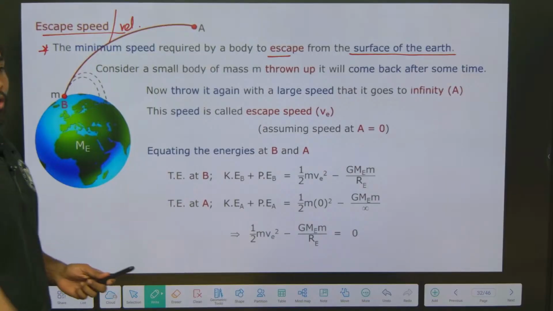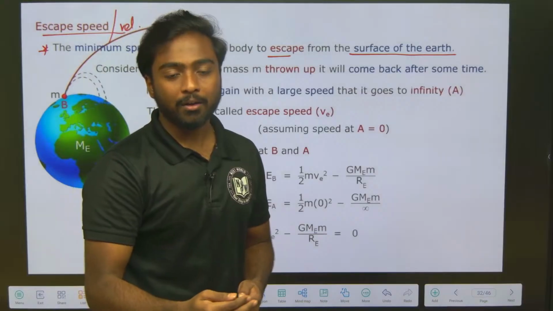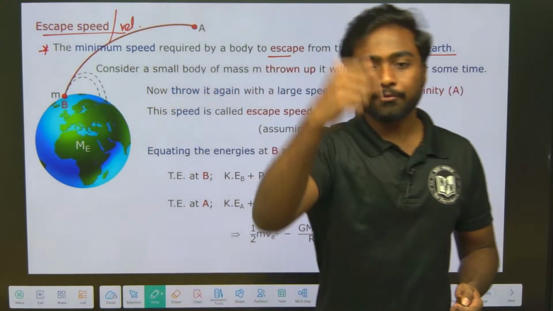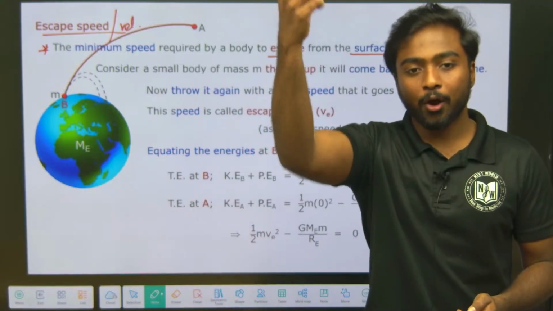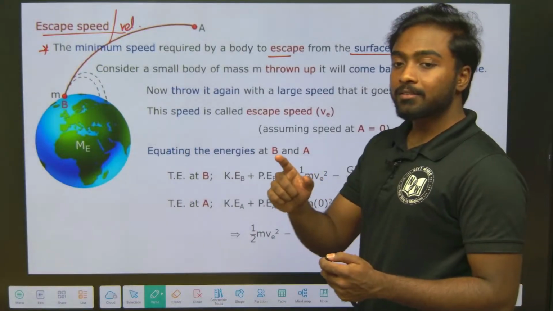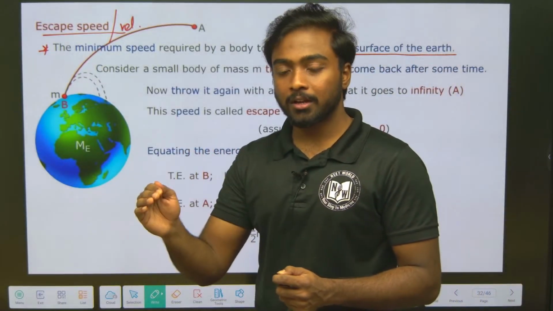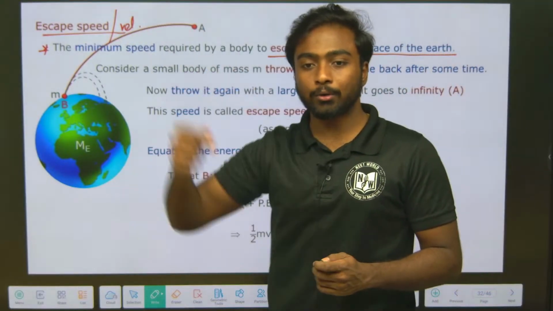Suppose I am throwing an object, it will go to some height and it will come back, because there is an opposing force, the gravitational force. It will try to pull the object towards the center. But if I give some amount of velocity to oppose that force, what will happen? The object will go out of the earth's surface.